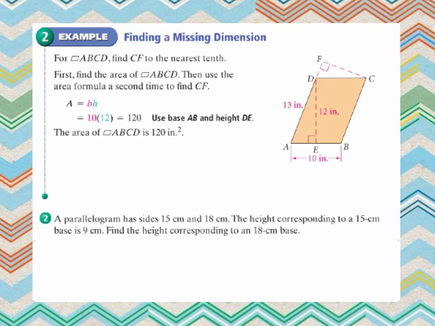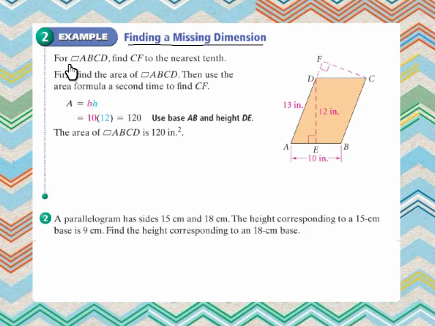Okay, the last 2 examples, part A and B, were very simple. They gave us the figure, they gave us the heights and the bases. Well, now we're going to need to find some missing dimensions. So this is not just a basic find the area problem. It's use the area to help you find some other measurements of the shape. So let's take a look at what we have.